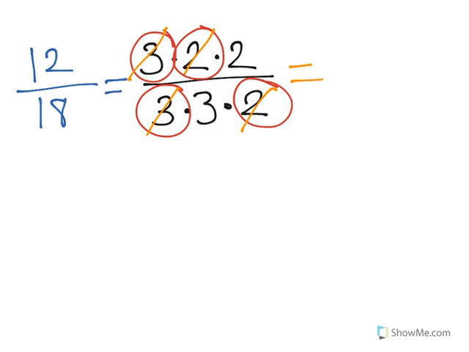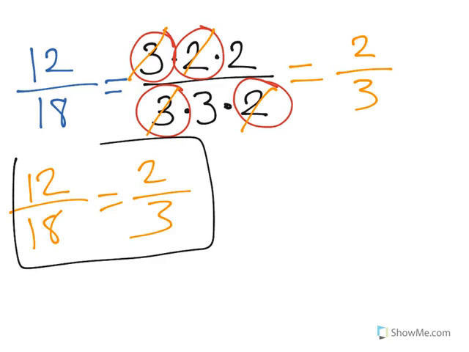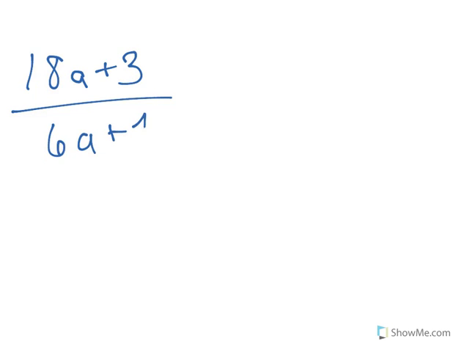By doing so, we find that 12 over 18 is exactly the same as 2 over 3. And that is how we learned to simplify fractions some years ago. So now we will learn exactly the same, but with variables and having polynomials. So for example, let's say that we had 18a plus 3 over 6a plus 1. And we wanted to simplify this.